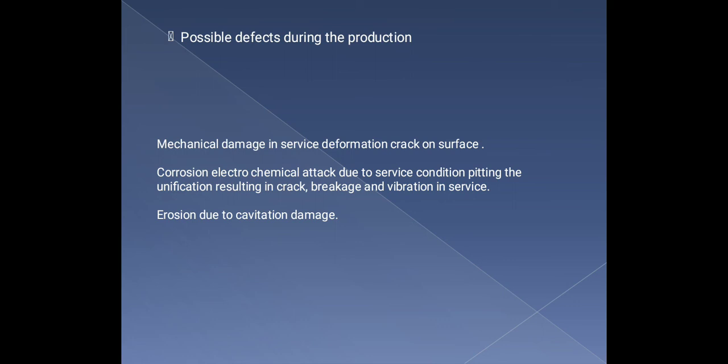Mechanical damage includes service deformation, cracks on the surface, corrosion, electrochemical attack due to service conditions, and pitting, which result in cracks, breakage and vibration in service, and erosion due to cavitation damage. Shrinkage defects lead to warping of the product. Gas porosity due to this defect makes pinholes, blowholes and open holes in the manufactured product. Other defects include mold material defects, metallurgical defects, cold shut and hot spot, casting shape defects, and mismatch of components.